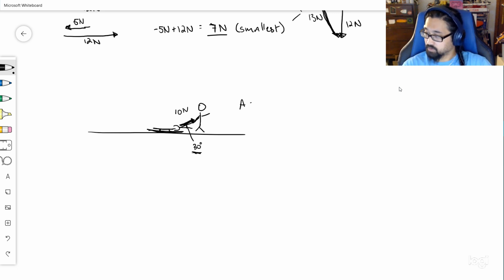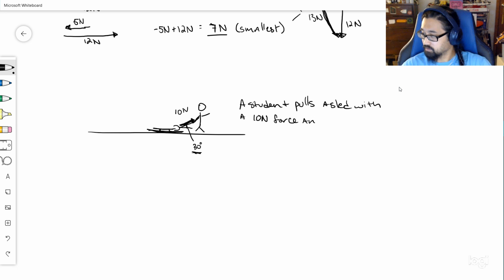Right, so a student pulls a sled with a 10 Newton force at a 30-degree angle from the horizontal. It's not necessarily from the ground, but it's from the horizontal.